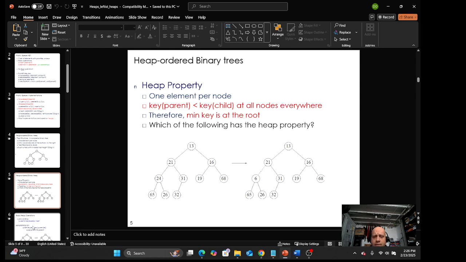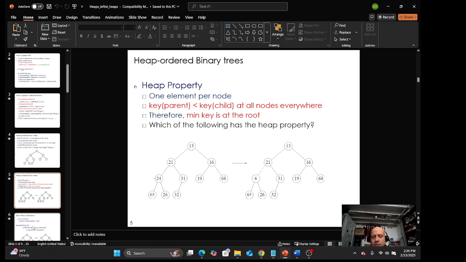So we look at the comparison here. I have 13 going to 21 and 16. 13 is less than 21, it's also less than 16. 21 is less than 24 and 31. 24 is less than 65 and 26. 31 is less than 32.